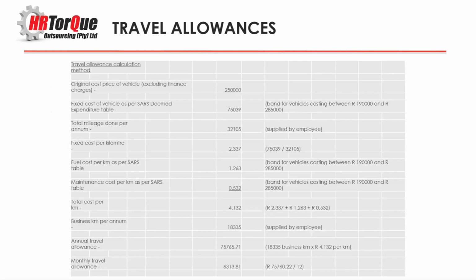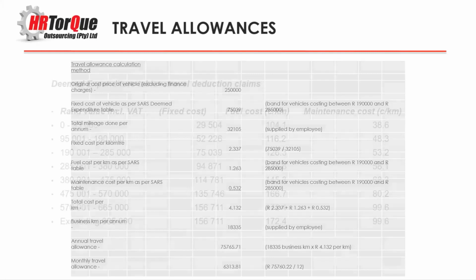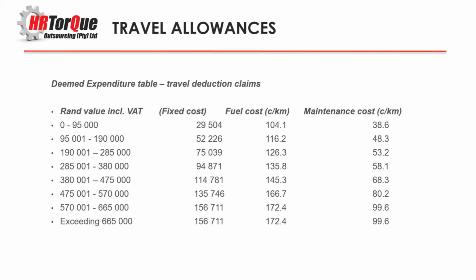Okay, so what we've done here is a calculation that I do regularly for our clients. And what I'm going to do is work out the optimal travel allowance for a person in this specific situation. So let's just look at an example. In this case, the employee's got a car costing 250,000. If we go to the previous slide, we'll look where 250,000 falls into that bracket. And as you'll see, it's the third bracket. And we will use those figures.